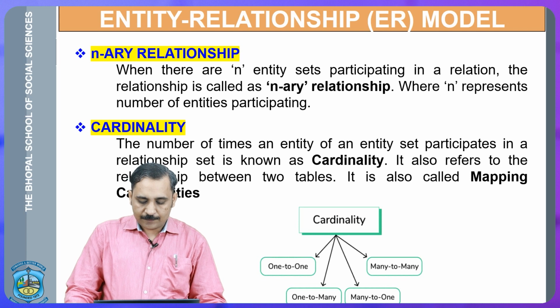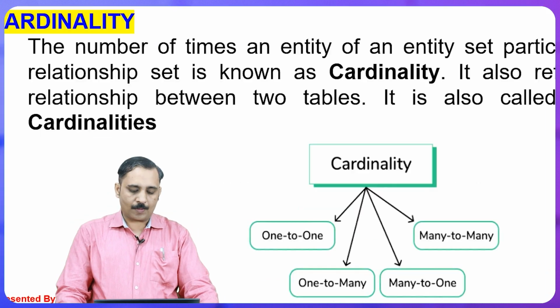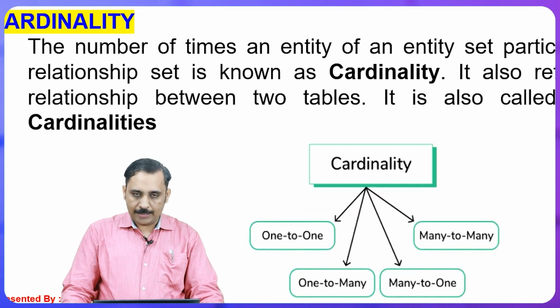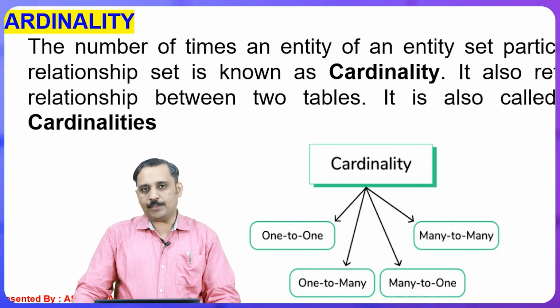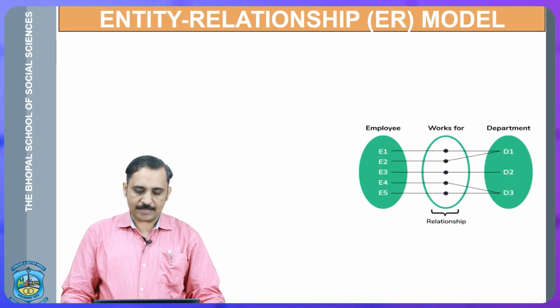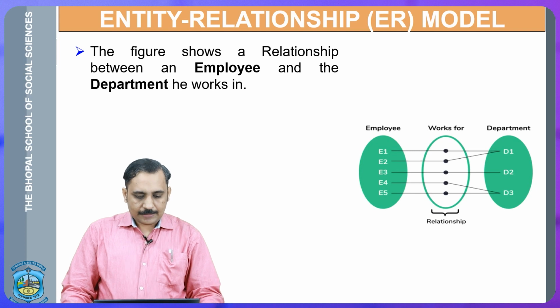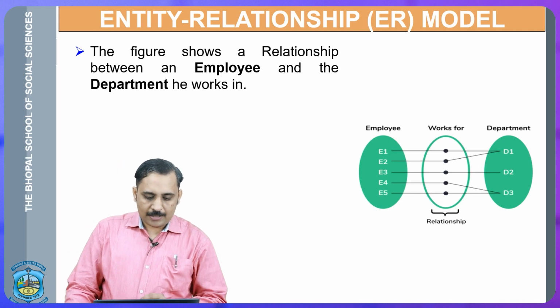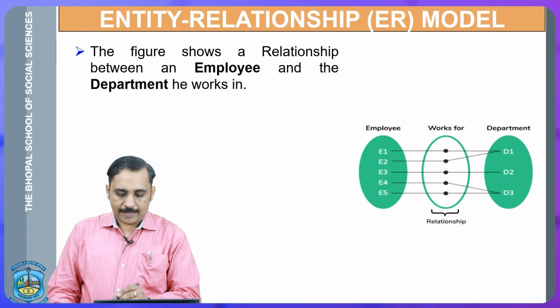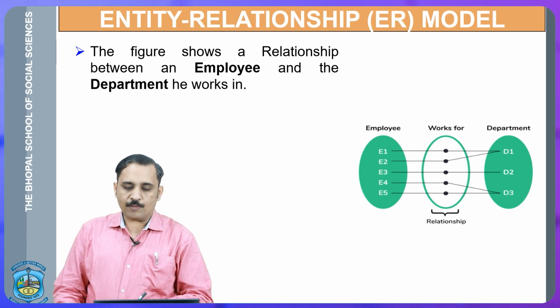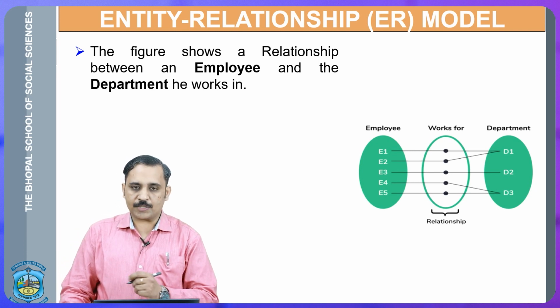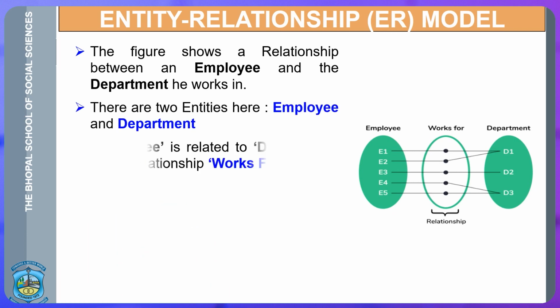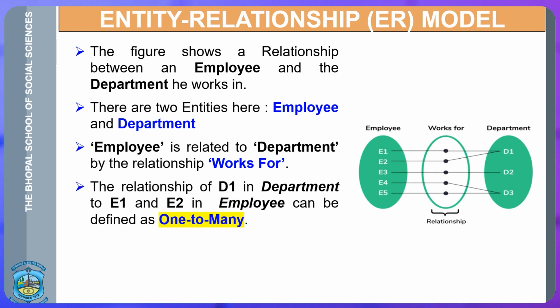So, based upon this, we have four types of cardinalities: one to one, one to many, many to one, and many to many. Let us first discuss one to one cardinality. In this figure, we have a relationship between an employee and a department, and the association is works for. That means an employee works for a department. So, we have two entities here, related by an association called works for.